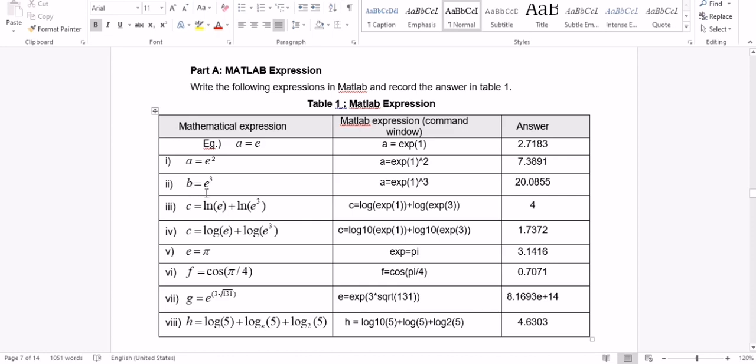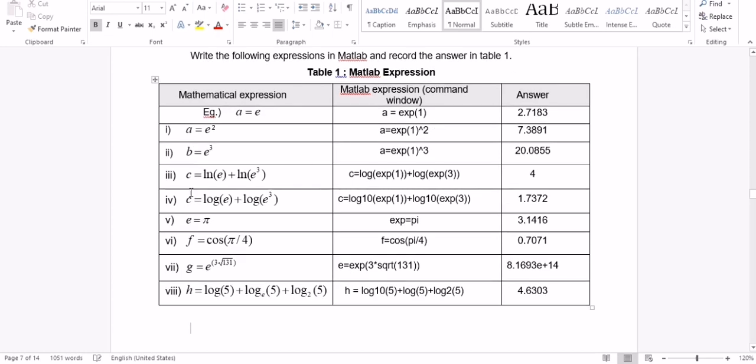The second one is b equals e cubed, so it is written as b equals exp(1) cubed. So we get this answer. The third one is c equals ln(e) plus ln(e cubed). So we write it as c equals log(exp(1)) plus log(exp(3)). So we get 4.